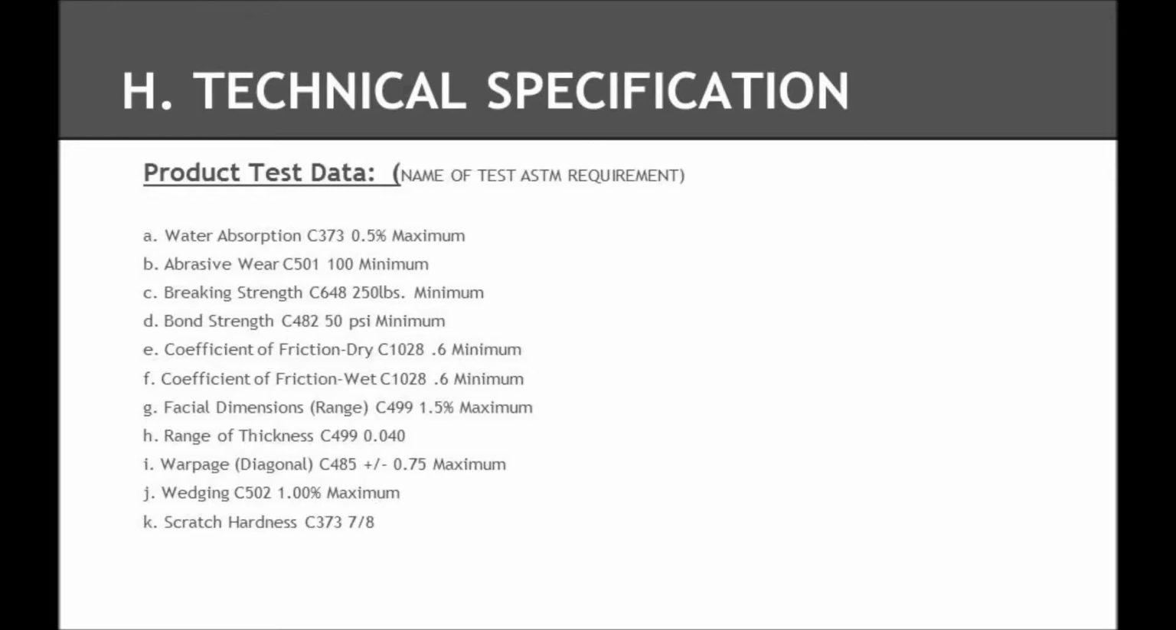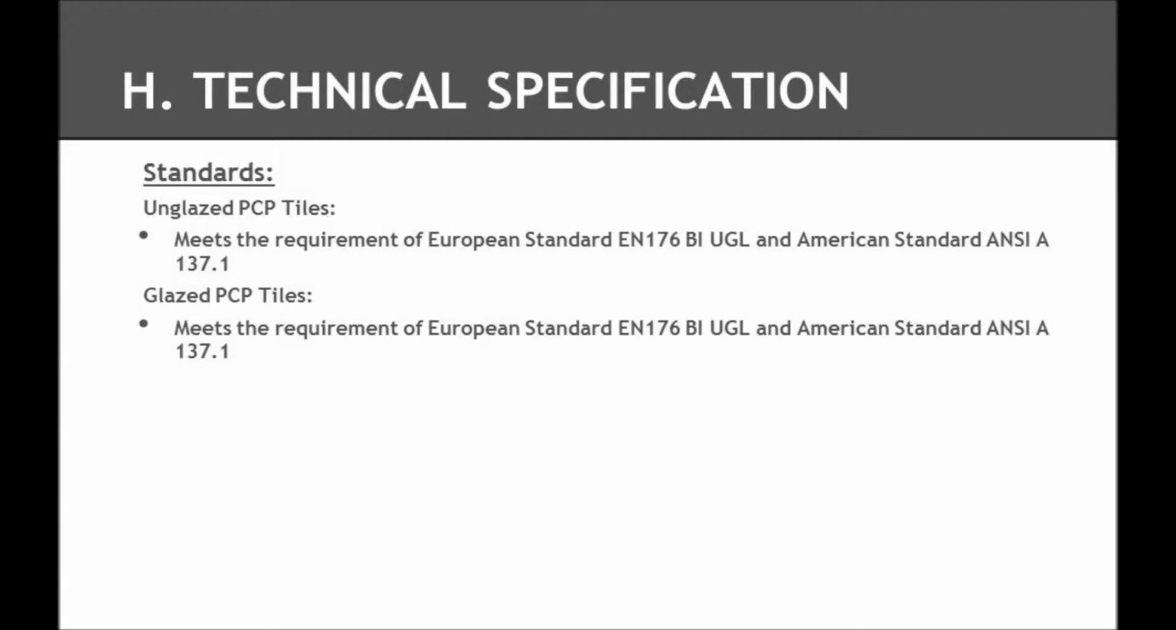These tests include water absorption, abrasive wear, breaking strength, bond strength, coefficient of friction, facial dimensions, range of thickness, warpage diagonally, wedging, and scratch hardness. Furthermore, there are also technical specifications and standards for the different types of porcelain. For example, unglazed and glazed porcelain tiles have specific standards that need to be met also.